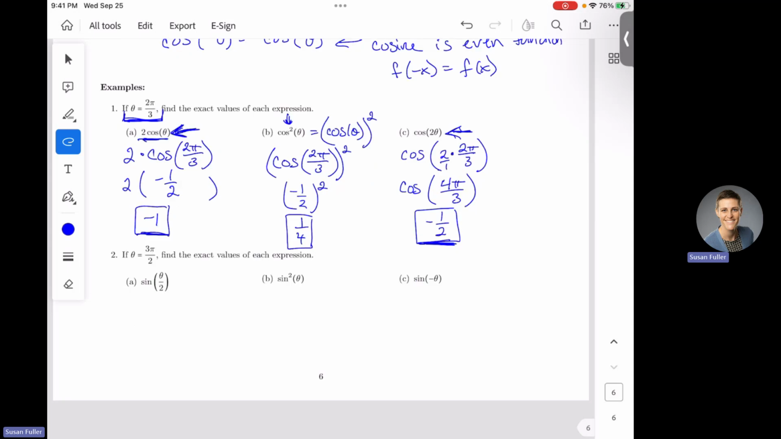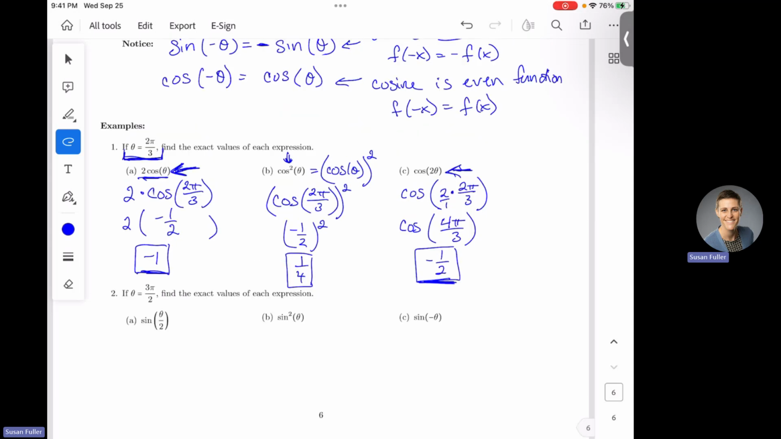All right, I want you to try your hand at these next ones and figure out what this is asking you to do. So you can hit the pause button and work on that and come back to me when you're ready.